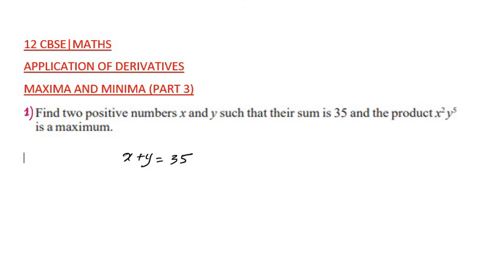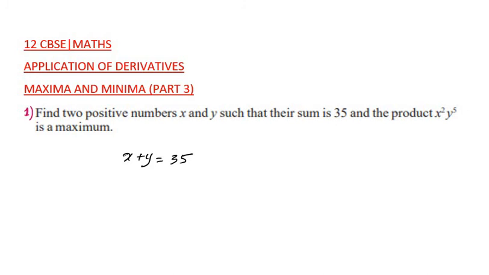From here I can get x in terms of y or y in terms of x. That we will decide after writing what we have to find or maximize. Next, what function is to be maximized or minimized, that is optimized? The product x square y power 5 must be maximized. That's the problem. Therefore, we can take f of x, or we can write the product.